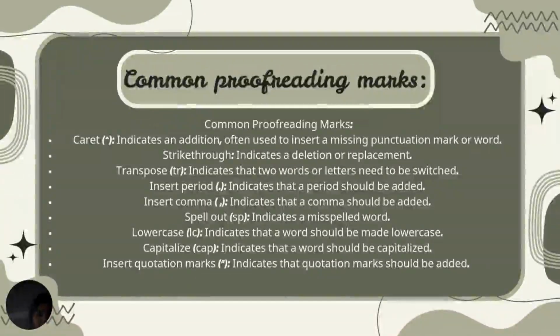Then, lowercase. It indicates that a word should be made lowercase. Lowercase indicates a word incorrectly capitalized and should be changed to lowercase. Example, the Sun is shining. Sun should not be capitalized in this context.